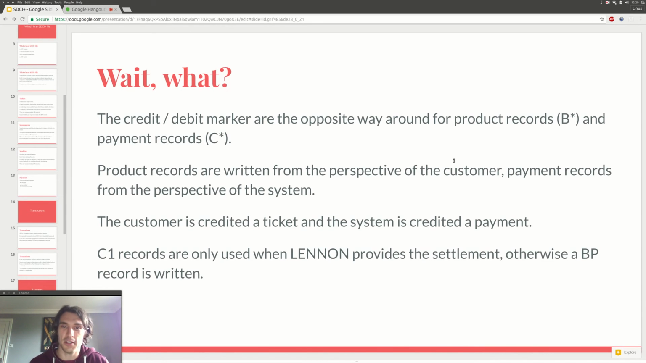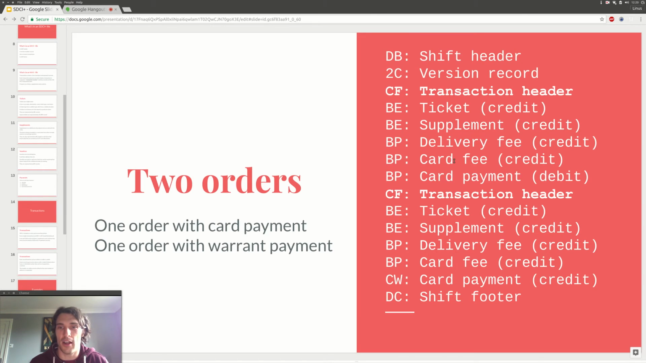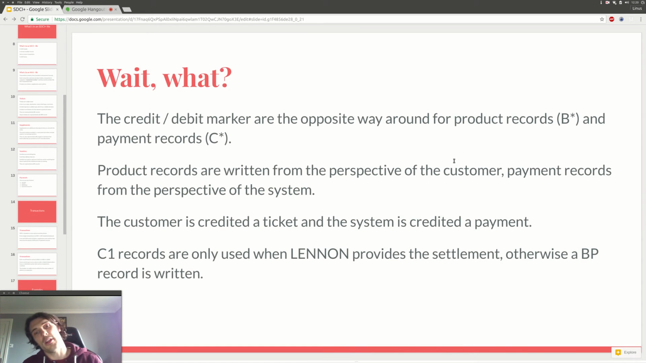So the first thing, can I have a question? Yes, go for it. Why is there no debit in the second transaction? Yes, so that is one of the weird things that you will have noticed if you are paying attention. The credit debit marker is the opposite way around for product records and payment records. So product records are written from the perspective of the customer.